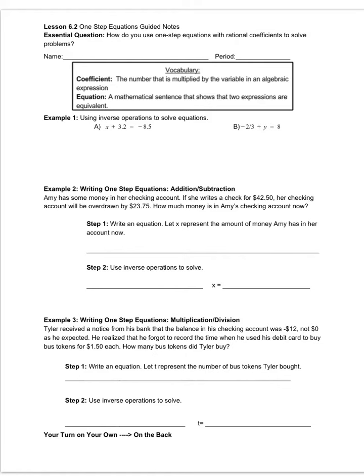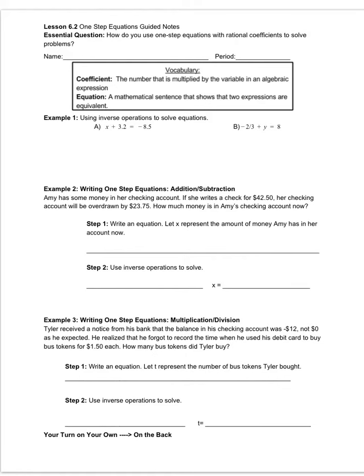Coefficient, that's a term we've used in class a lot, is the number that is multiplied by the variable in an algebraic expression. And then an equation, which is what we are focusing on today, is a mathematical sentence that shows that two expressions are equivalent.